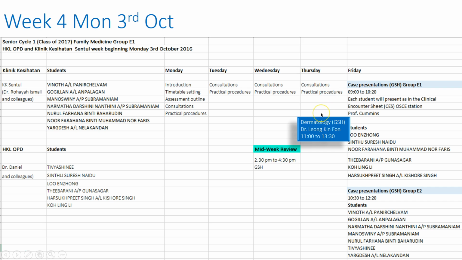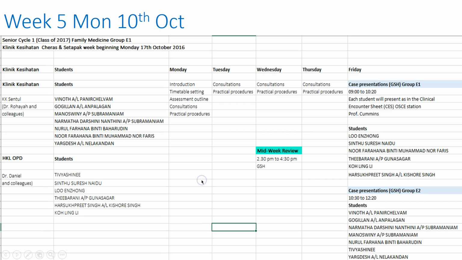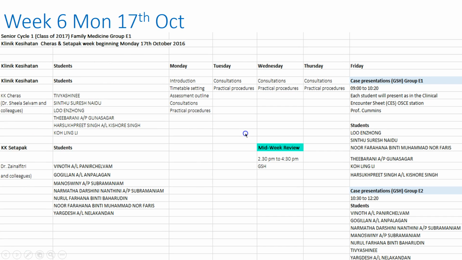So it means that those of you who are at HKL OPD, well, it's just across the road, you come over at 11 AM for this class. And those of you at KK Sentul, which isn't too far away, you also come back for that class. You can return to both of these locations in the afternoon. Again, the following week, just swap over. And in the final clinical posting week, you'll be at either KK Cheras or KK Stapa.